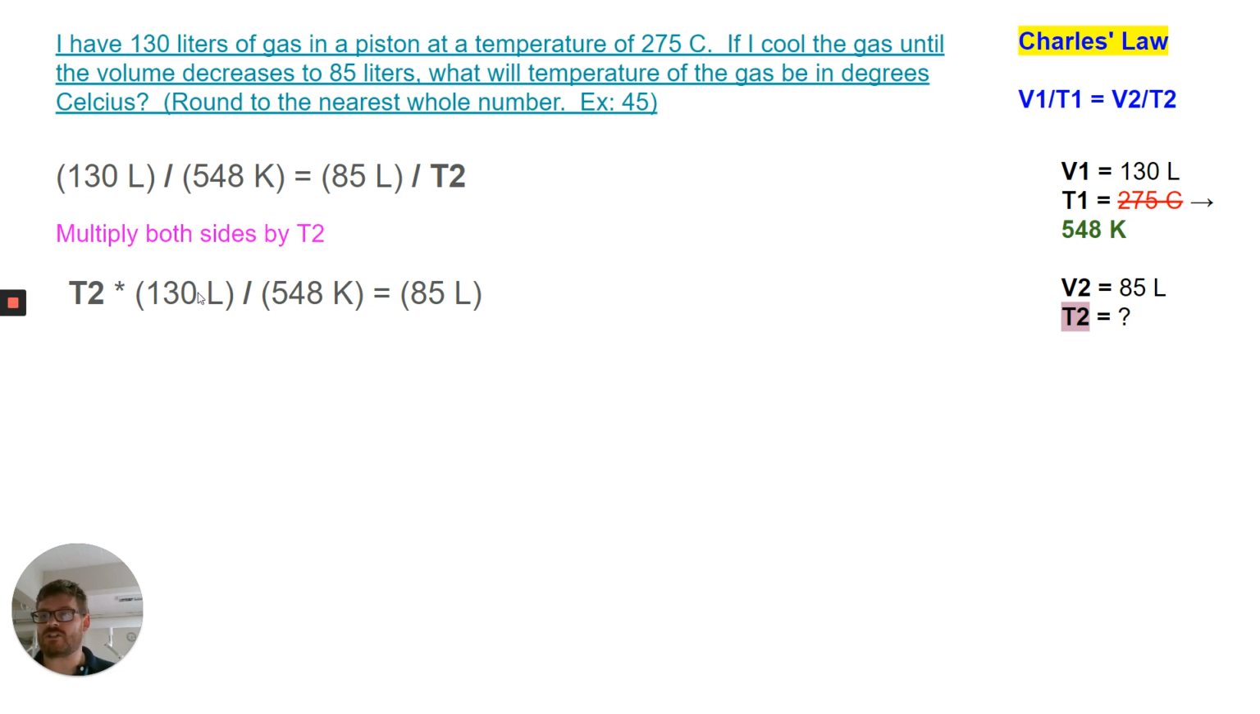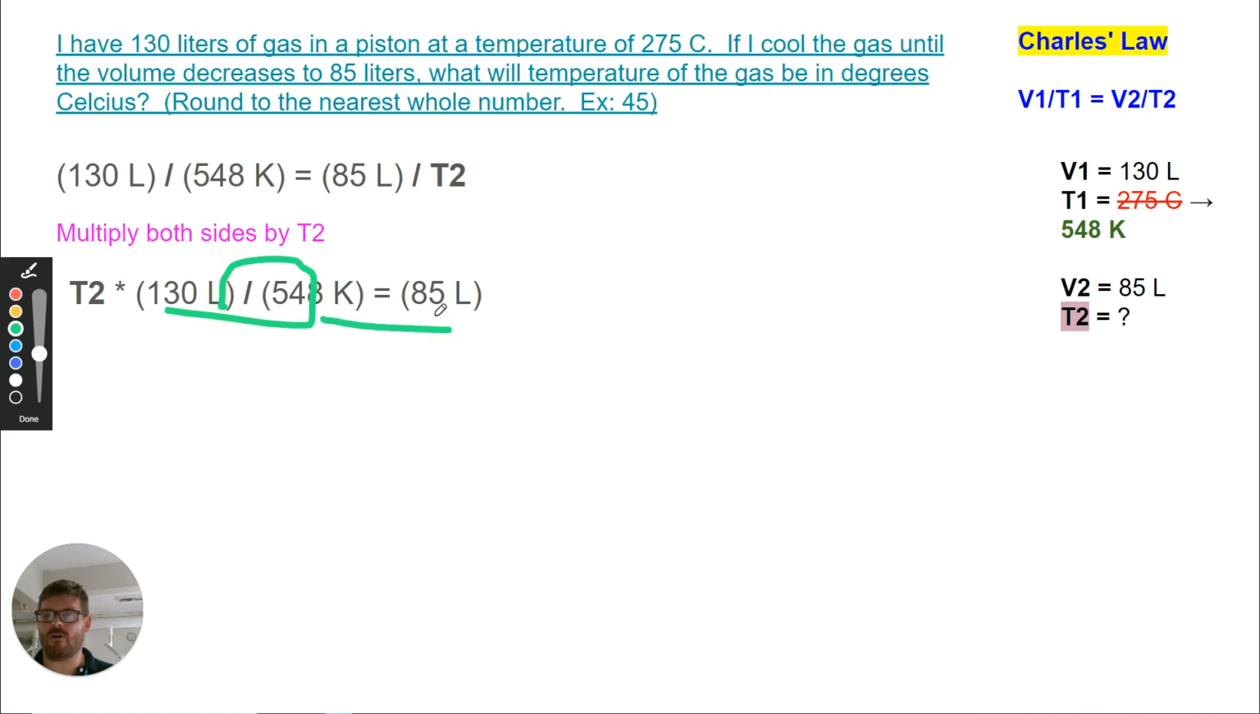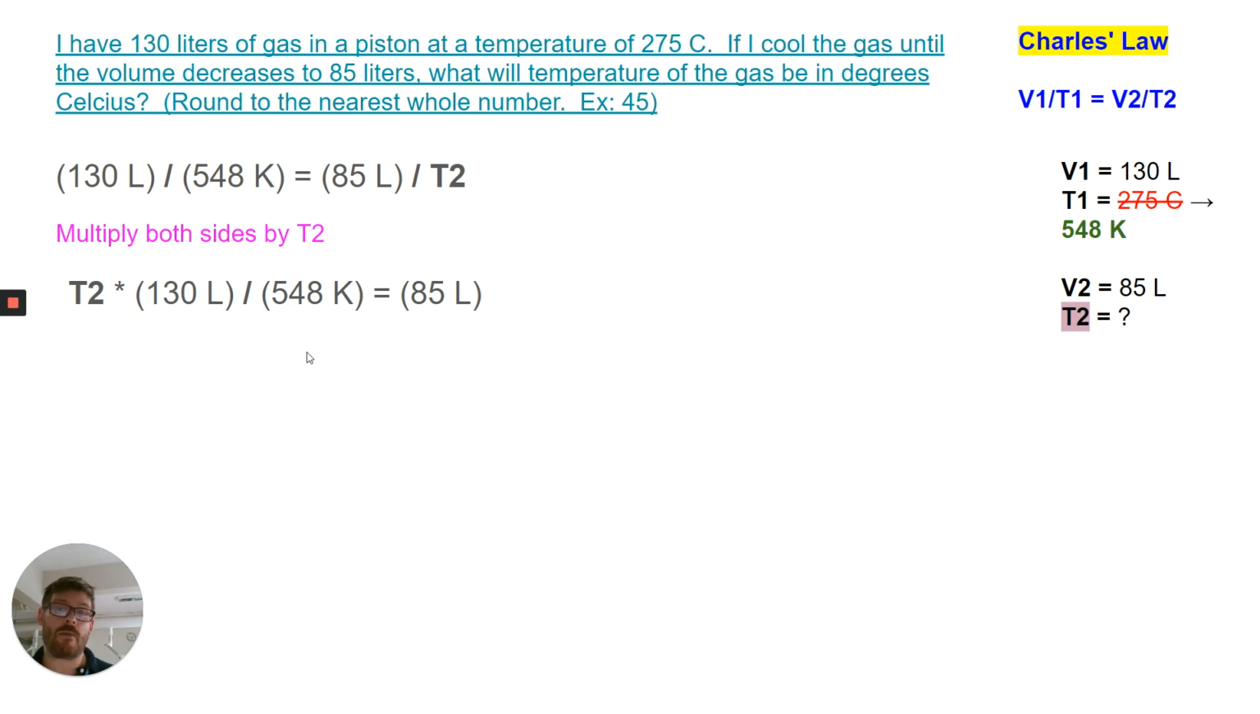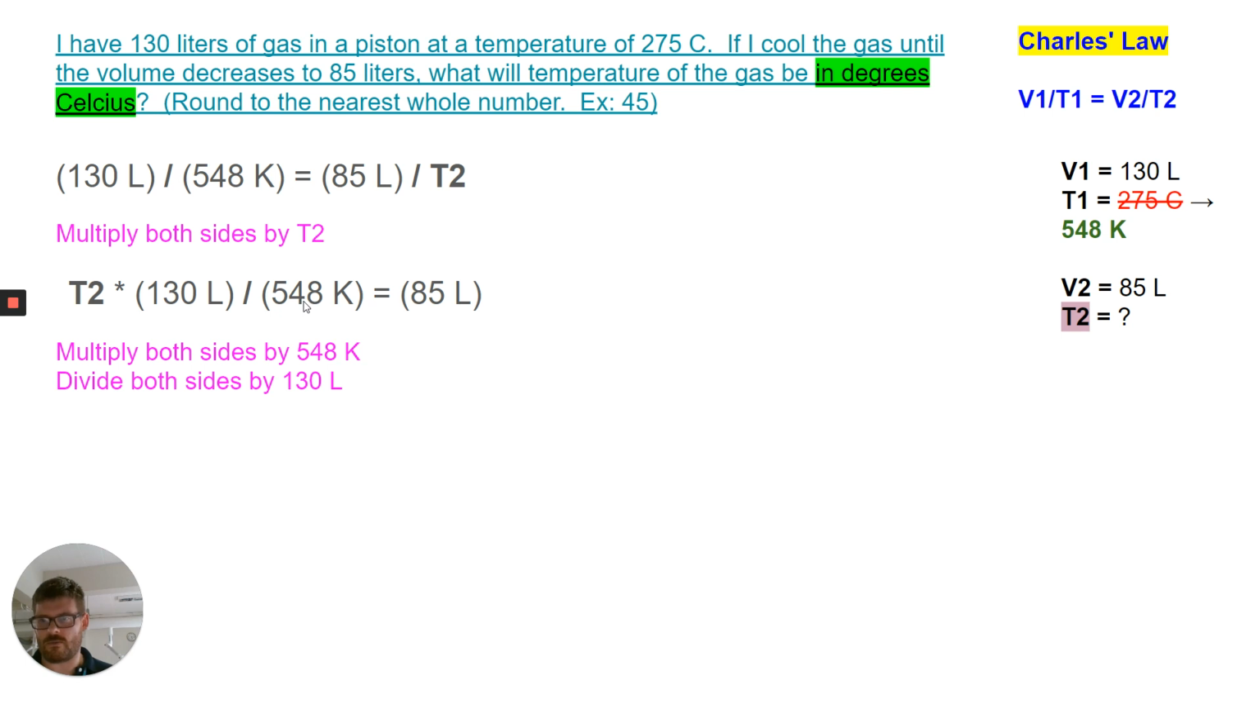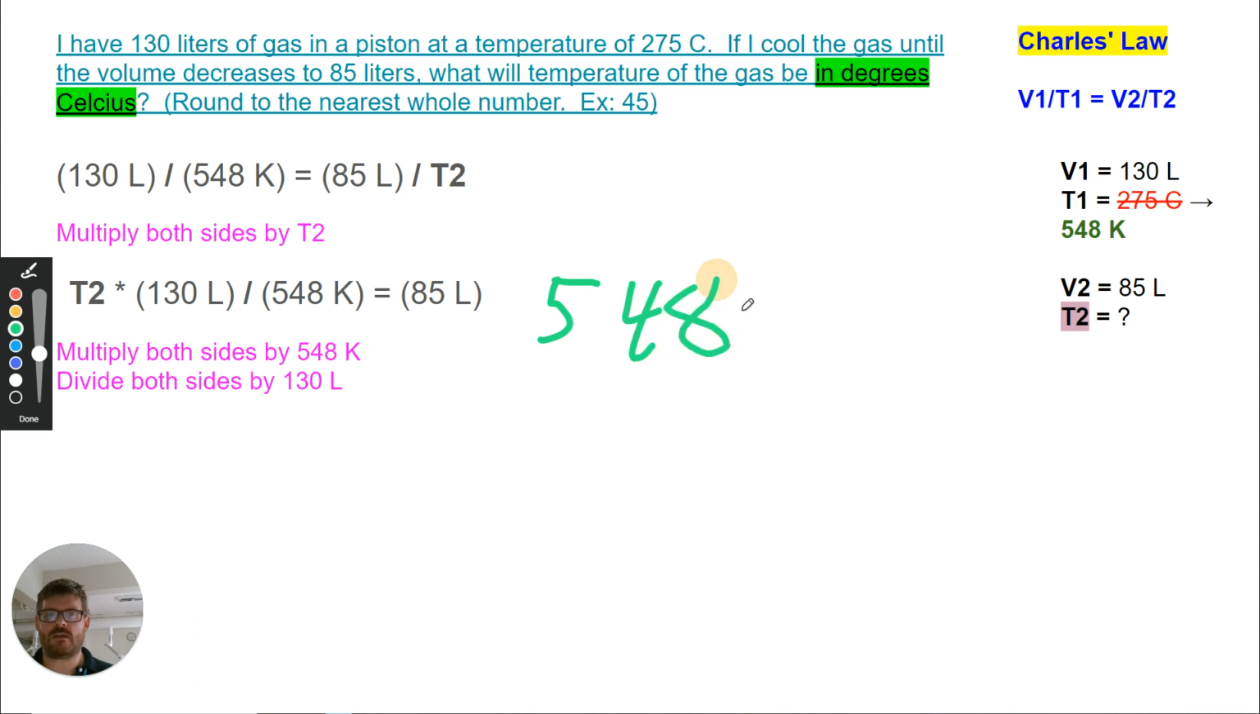Now I can shovel this. These have to go over there. So how to do that? One phrase might be multiply by the reciprocal, if you know what that means. In long version, it looks like this. We're going to multiply both sides by this number here, and we're going to divide both sides by this number here. So what that looks like is we're going to multiply both sides by 548 Kelvin over 130 liters. That's the reciprocal of this here.